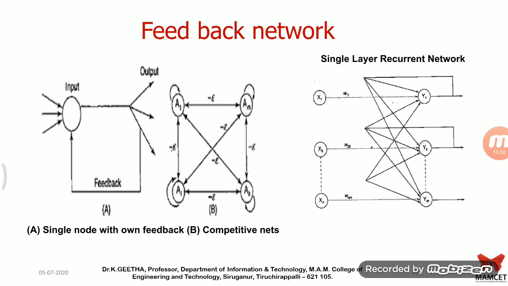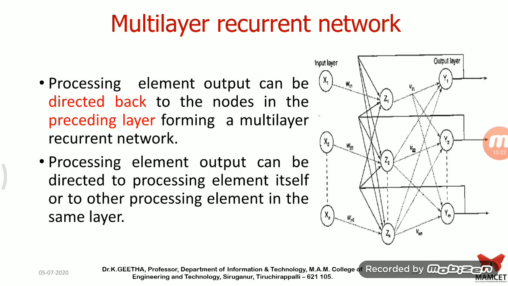Okay, then a single layer recurrent network. Here the input is given, the input layer neurons are connected with the output neurons, and the output of the output neurons is again fed back to the input of another output neuron. So this is called a feedback network, that is, a single layer recurrent network.